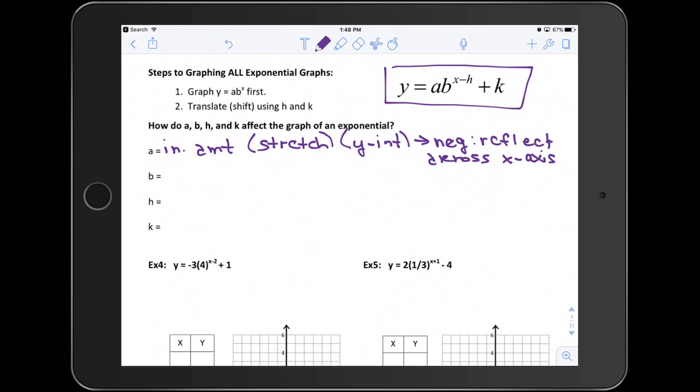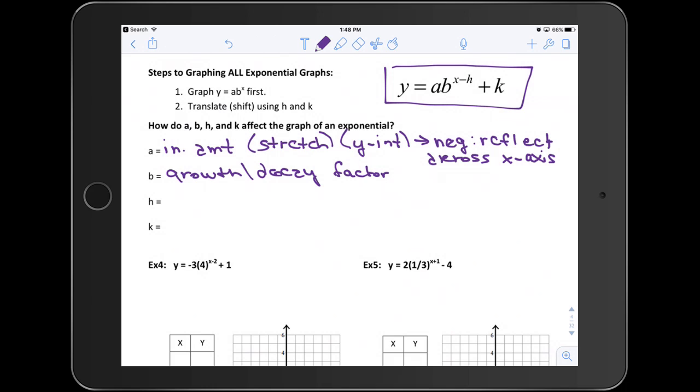And B, again, is that growth or decay factor. And as that changes, the only thing that's going to change is how fast it grows or decays. So it's going to change what the graph looks like if that growth factor is more or less. But you still have that general look of the graph. It never changes. If it's a growth, it'll look like a growth. If it's a decay, it looks like a decay.